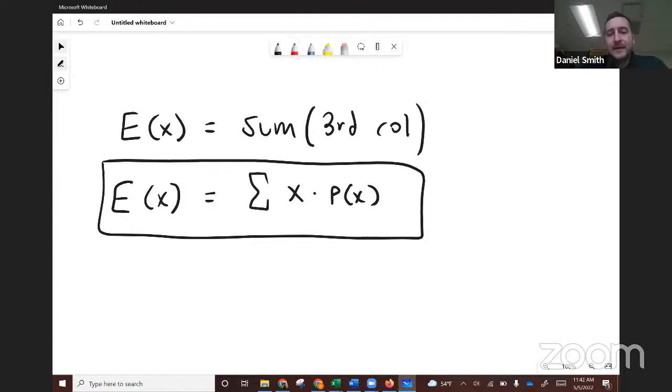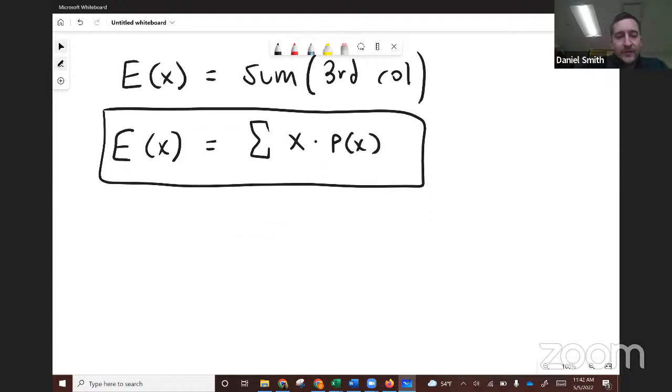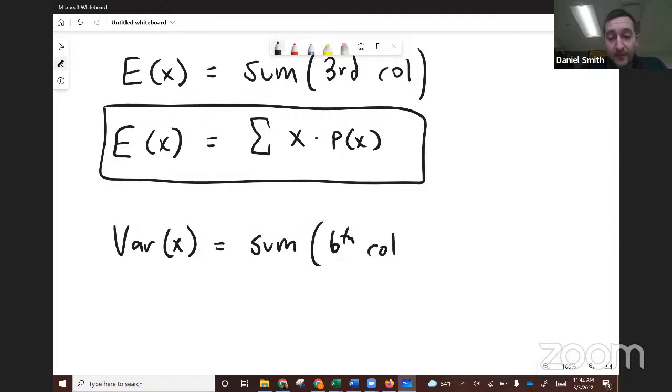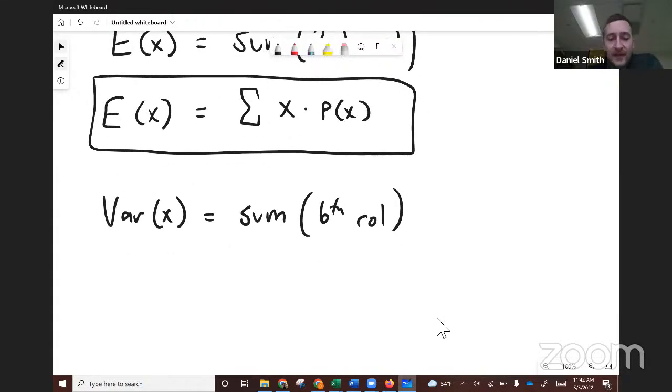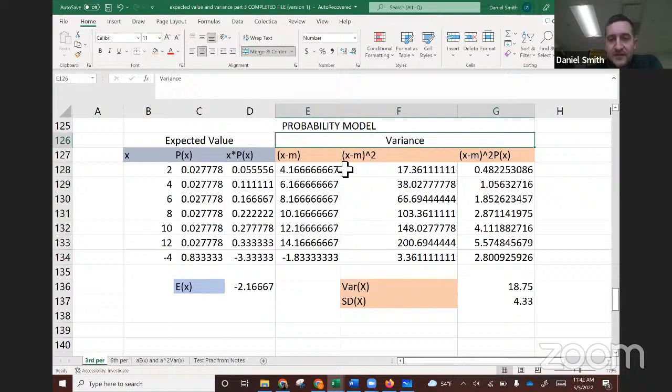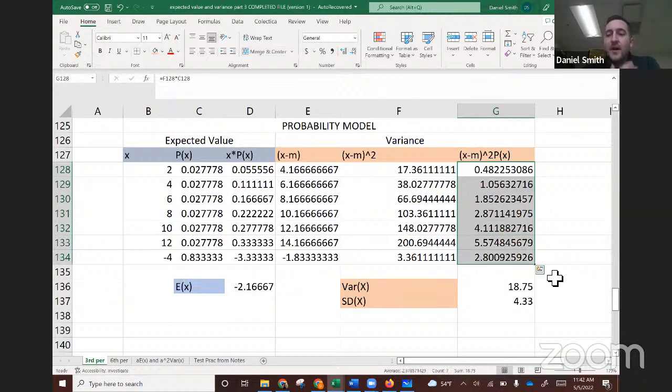Okay. Then I asked the students, what is the formula for variance? And they told me, well, it's the sum of the 6th column. And I love that they said that, because we go to Excel and we look and it's like, hey, variance are these columns 4, 5, and 6, and the variance is the sum of that column. Well, I don't want you just to be robots crunching numbers on Excel. I want you to recognize what you're finding here.